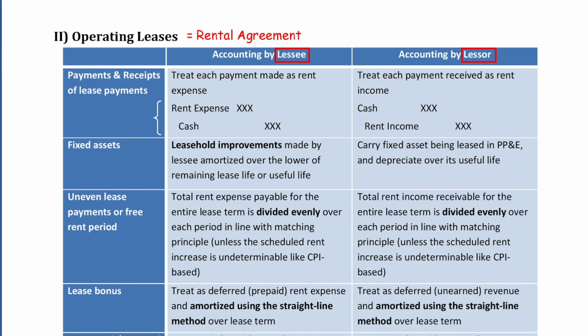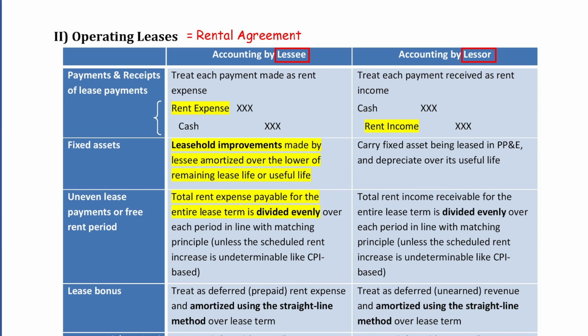Looking at the journal entries, for the lessee, it's a rental expense each period. So highlight rent expense. For the lessor, it's rental income each period. Highlight rent income. Under lessee, highlight leasehold improvements made by lessee amortized over the lower of remaining lease life or useful life. Under lessee, also highlight total rent expense payable for the entire lease term is divided evenly.